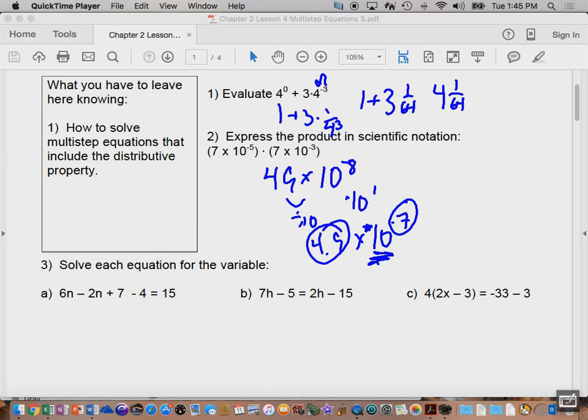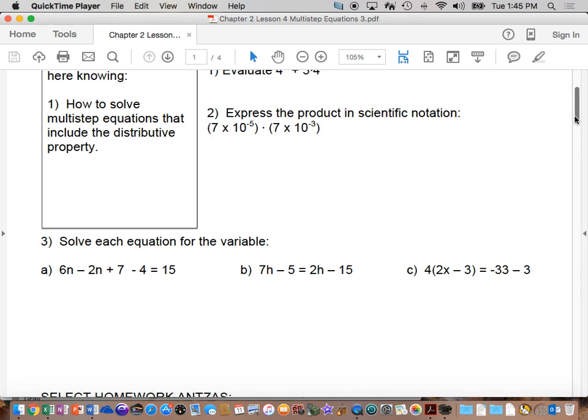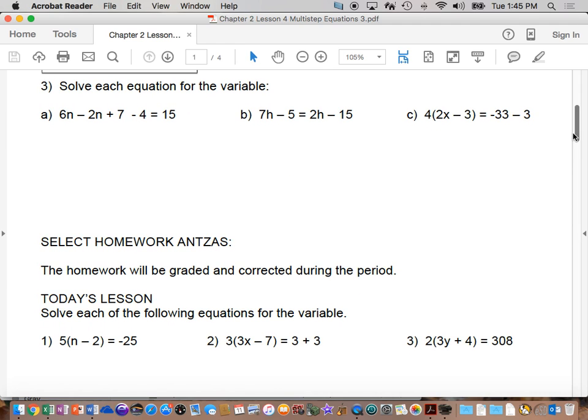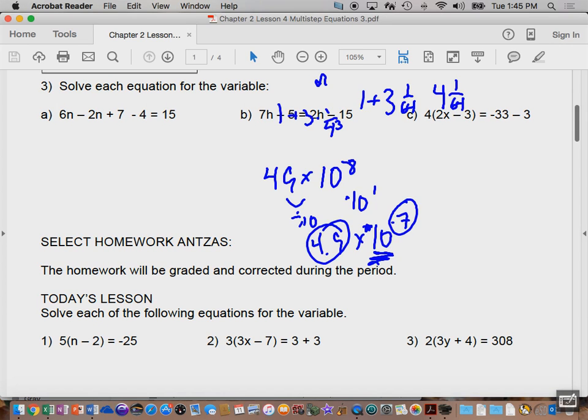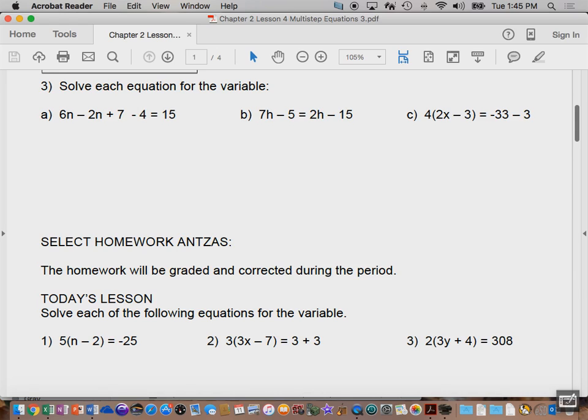Okay, so then we get into some equations, some multi-steppers. This is what we've been working on for the last few days. So, when it comes to multi-step equations, we've talked about if you see a number outside of parentheses, we need to distribute. Same side? Same operation. Opposite side? Opposite operation.